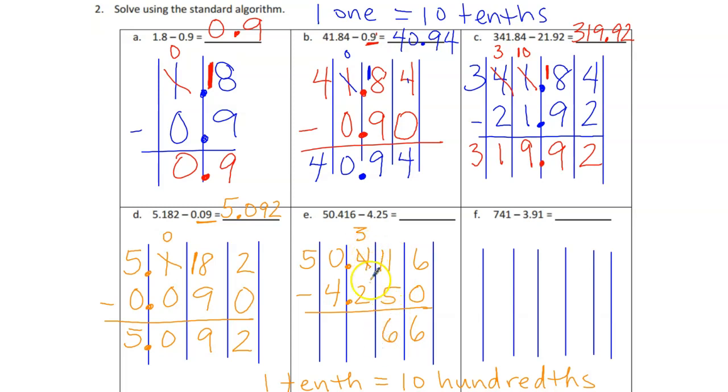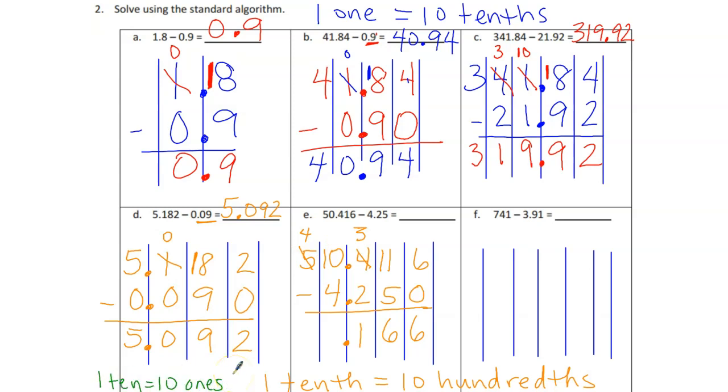Now I have 3 tenths minus 2 tenths. That's going to give me 1 tenth. Then I have 0 ones minus 4 ones. Can't do that, so I need to rename one of my tens, which is going to leave me with 4 tens. The 1 ten that I'm going to rename, I'm going to rename it as 10 ones.